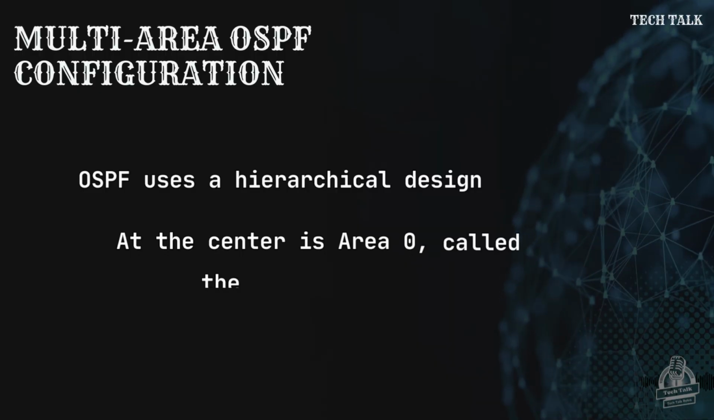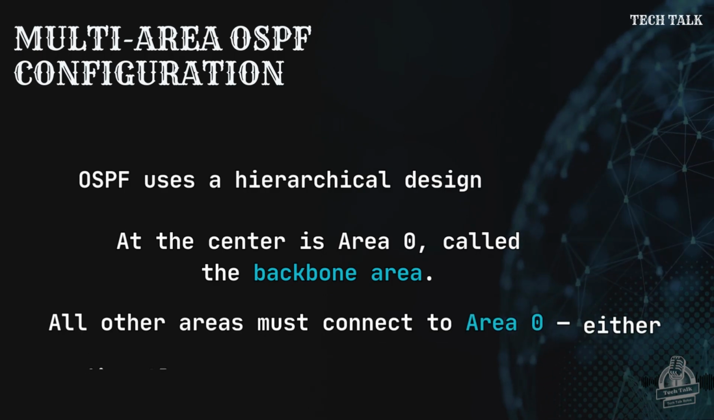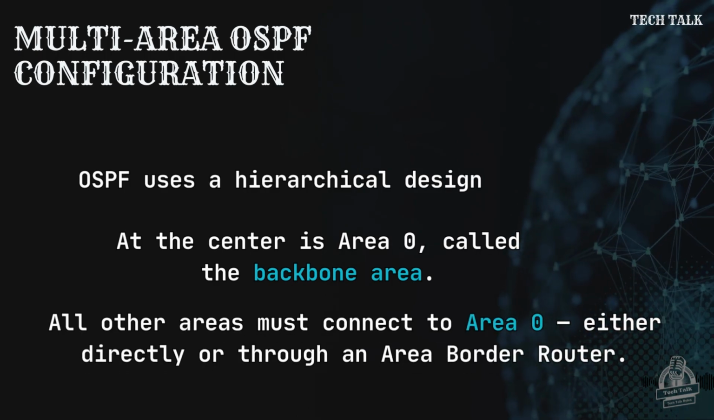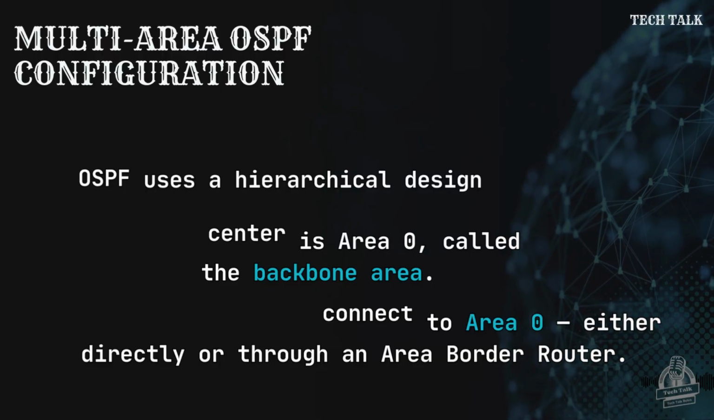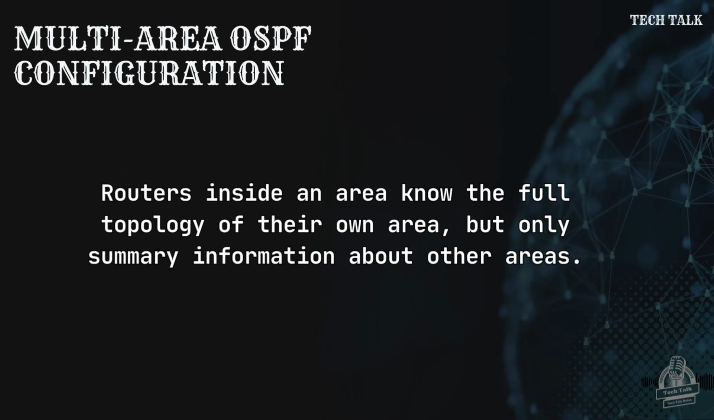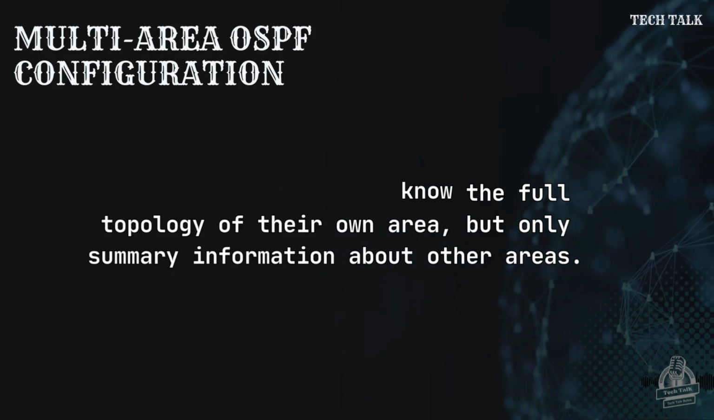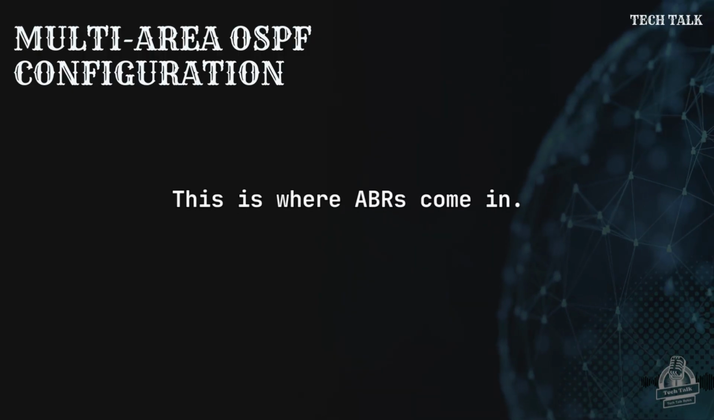At the center is Area 0, called the backbone area. All other areas must connect to Area 0, either directly or through an area border router. Routers inside an area know the full topology of their own area, but only summary information about other areas. This is where ABRs come in.